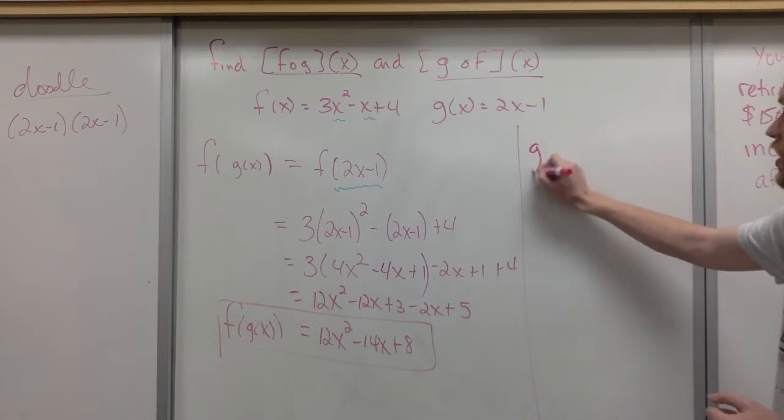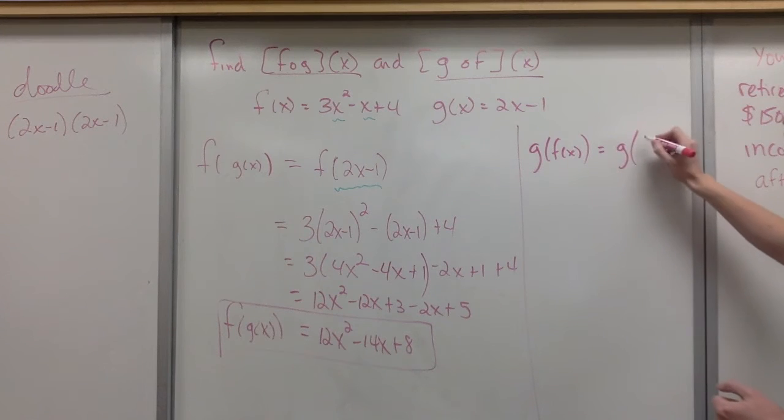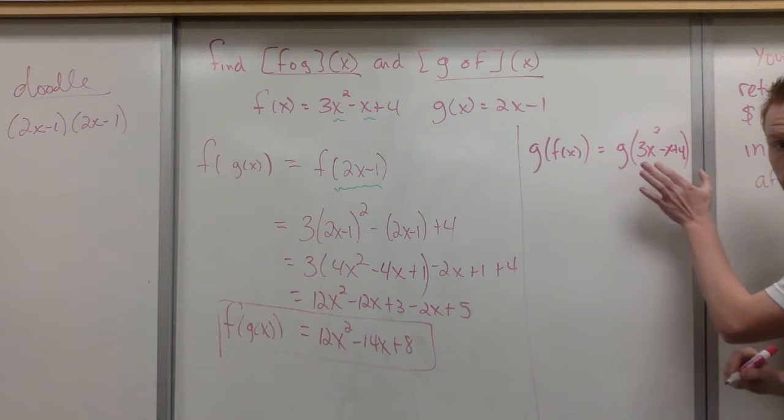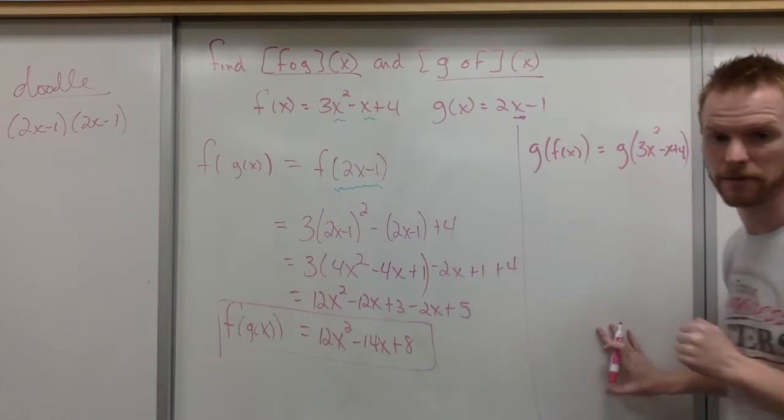Now, real quick, let's do the other one, all right? Let's do g of f of x. Now, that would be me plugging in 3x squared minus x plus 4. I'm going to plug this guy into here, that x value, okay?